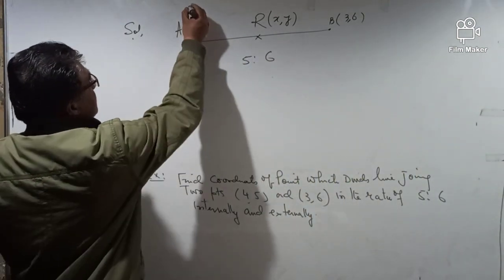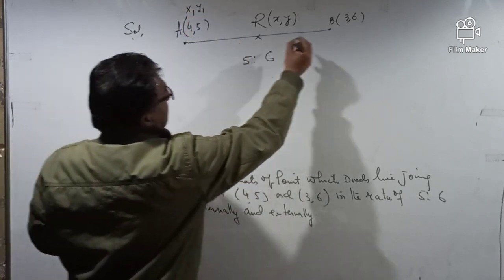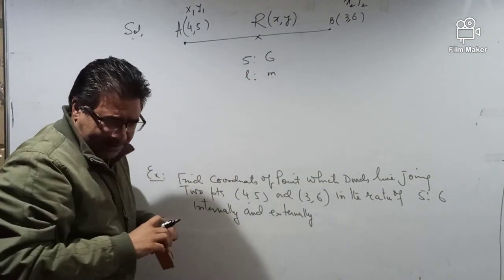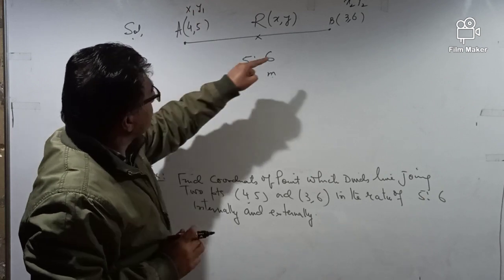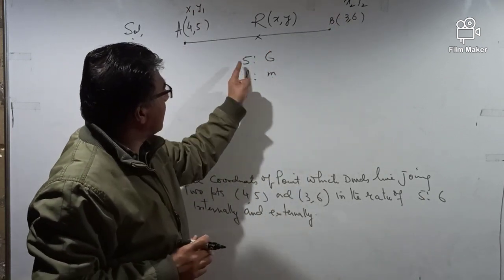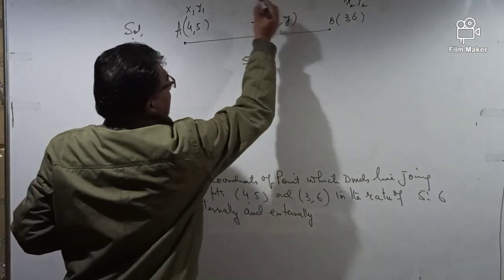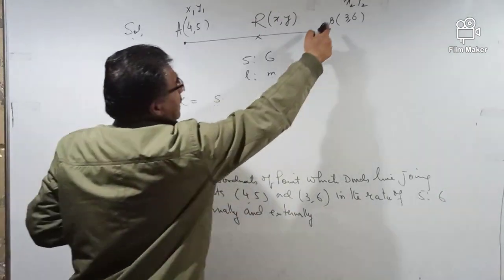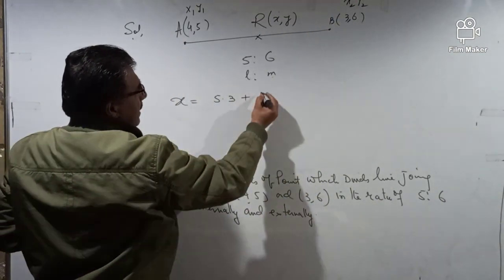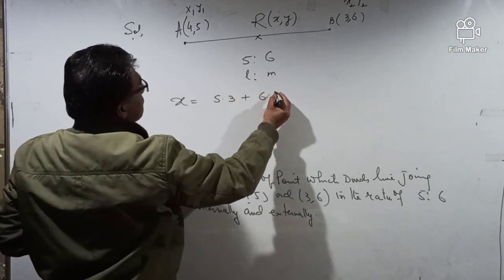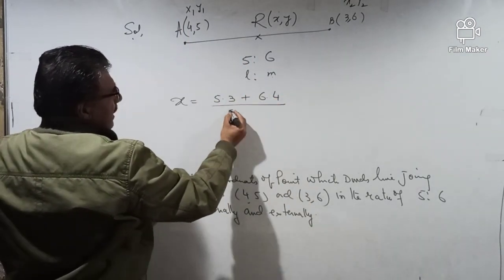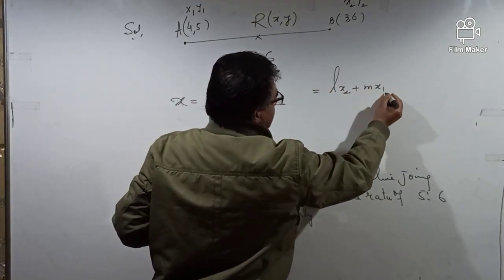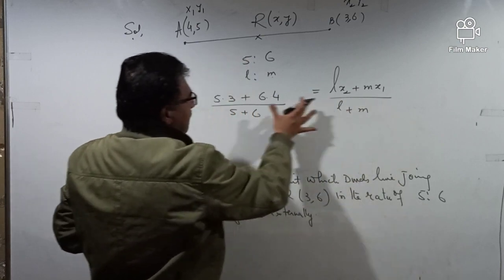See, this is x1, this is y1, this is x2, this is y2, this is L, and this is M. See what I have done. This is x1, this is y1, this is x2, this is y2. This is 5 and 6, L is to M. Now you have to find the value of x. Now value of x is Lx2. What is L? 5 into x2. x2 is 3. Then m is 6 into x1. x1 is 4, divided by 5 plus 6. Because you have a formula (Lx2 plus mx1) divided by (L plus m). I have applied this formula.